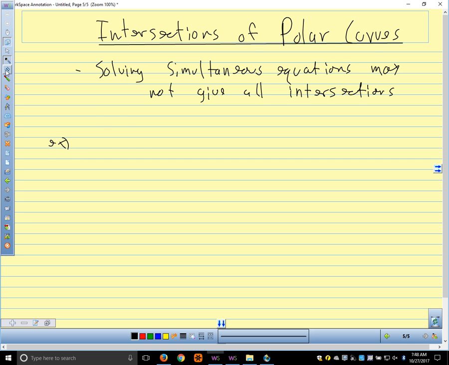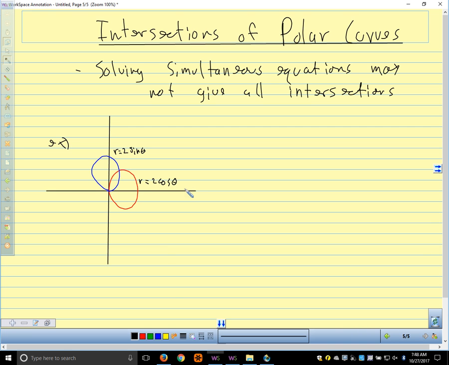Where this happens, we'll have two circles here. And here is one, and here is the other. That's a circle, this is r equals 2 sine theta, and this is r equals 2 cosine theta. And let's say we want to find this area here. So we need to know where they intersect.